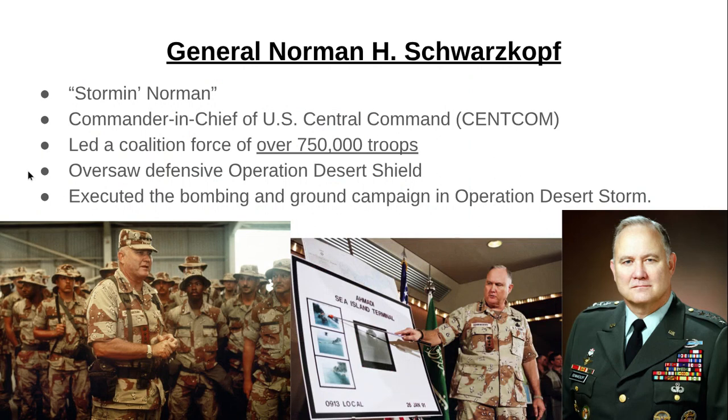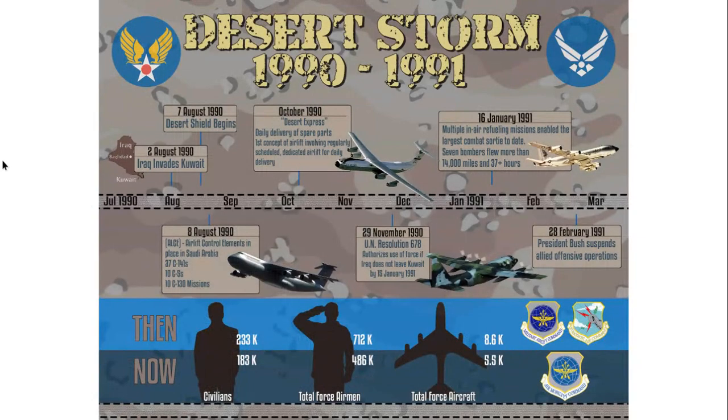The main general that oversaw this whole thing is General Norman H. Schwarzkopf, also known as Stormin' Norman. He was the commander-in-chief of CENTCOM. He led a coalition force of over 750,000 troops. He oversaw these different operations that occurred in order to get Iraq out of Kuwait, to push them back. Here's an image detailing the timeline.